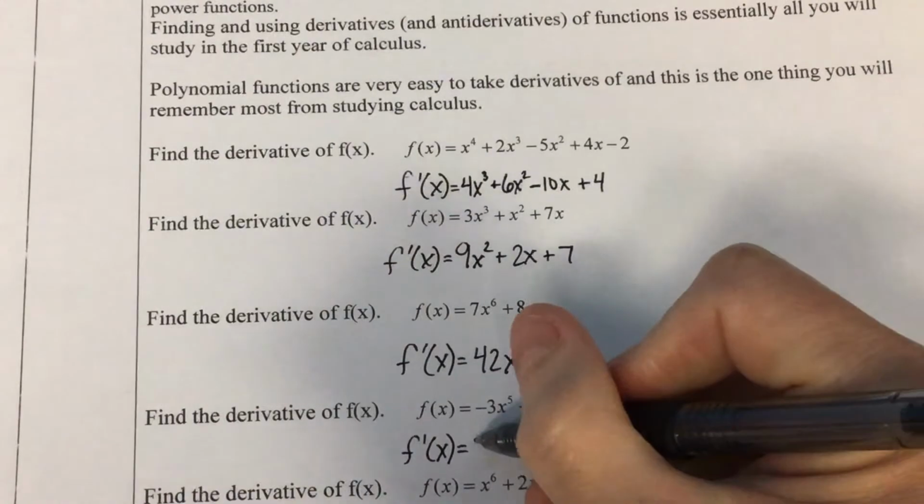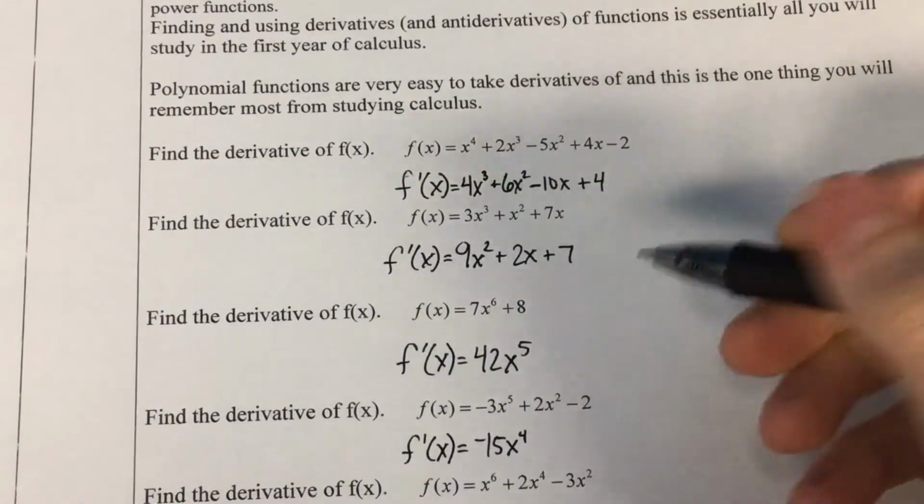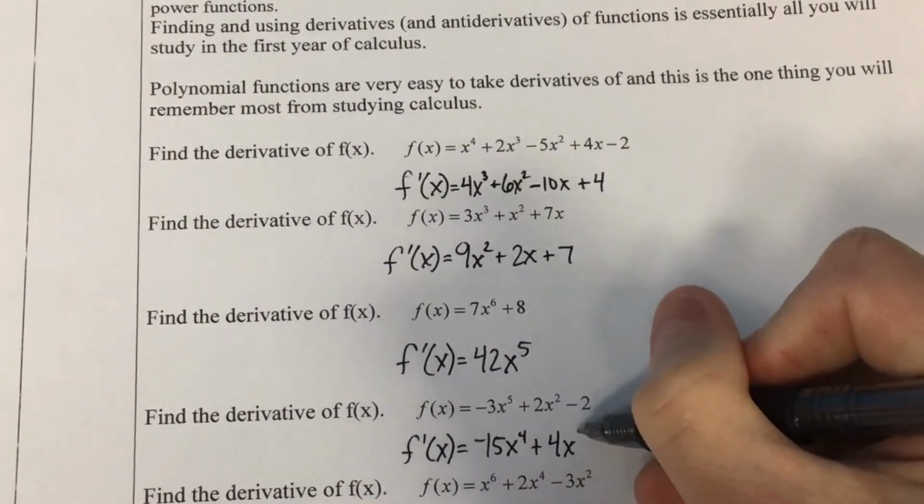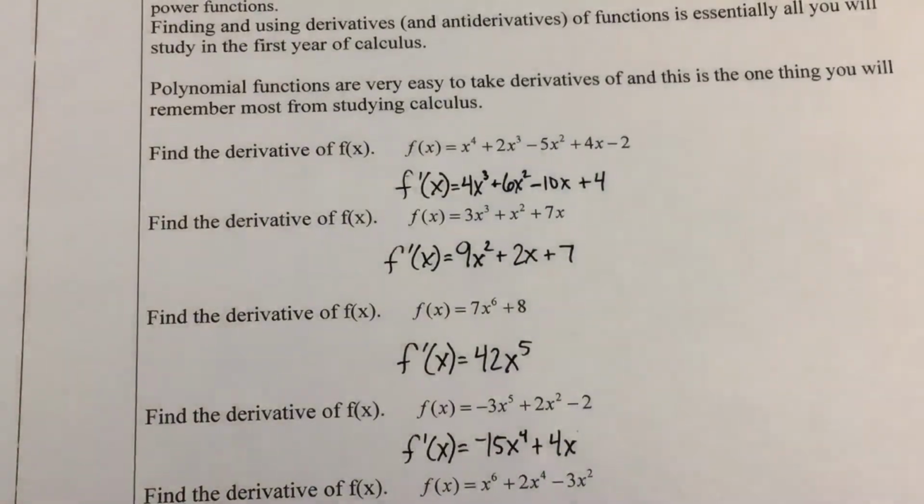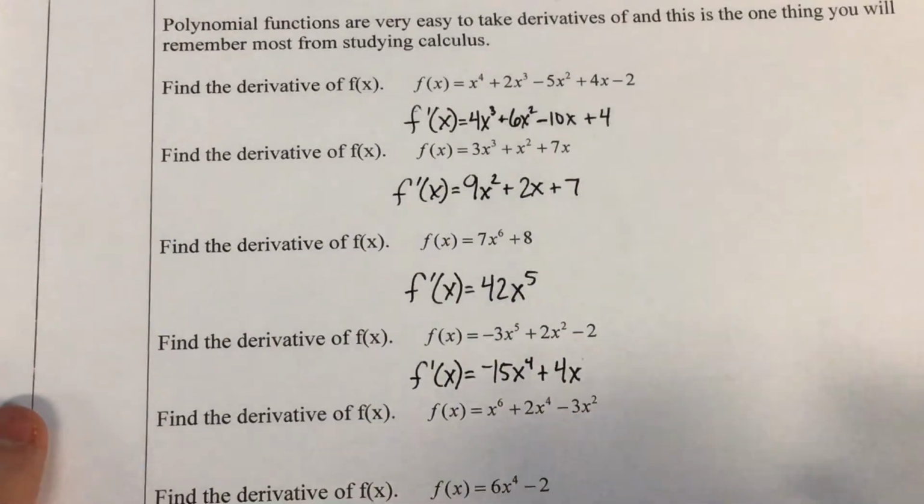So this one would be negative 15x to the fourth would be the derivative of that. So the derivative of 2x squared is going to be 4x to the first, or just 4x. And the derivative of negative 2 would just be 0. So again, hopefully you're kind of seeing some of these.